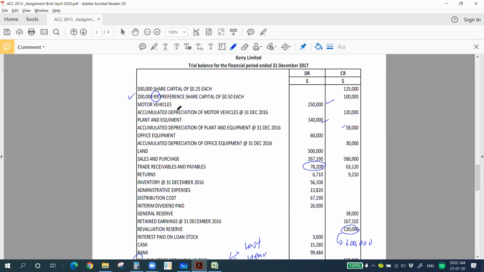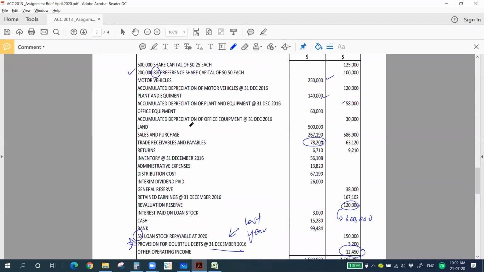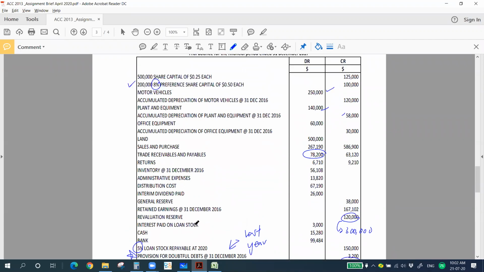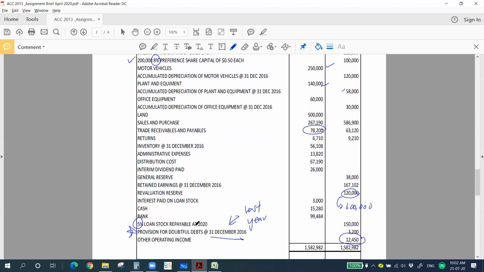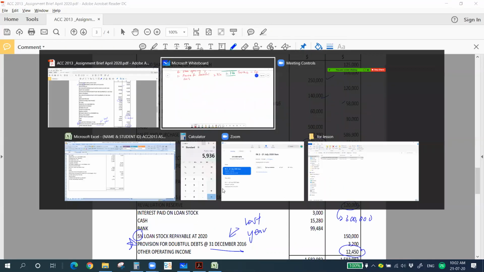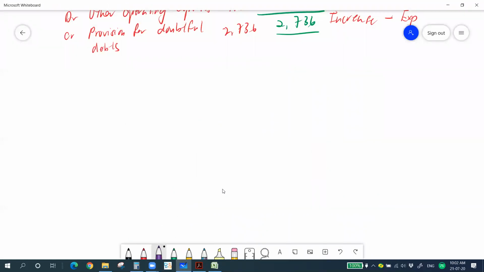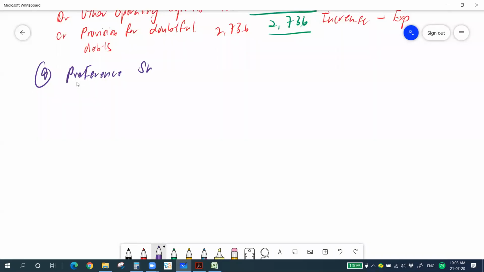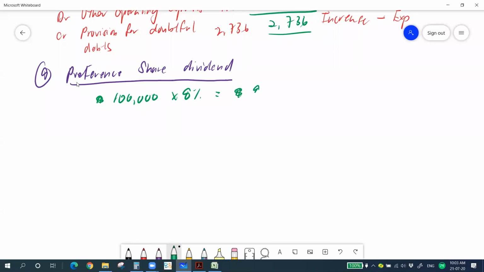So let's check whether we have given any preference share dividend before. Do we have preference share here? No, right? We don't have preference share here. So we have to calculate the preference share dividend. This should be number 10, number 9. Preference share dividend. The value for your preference share is 100,000. The dividend rate is 8%. So the answer is 8,000.